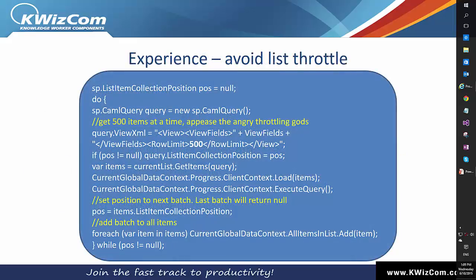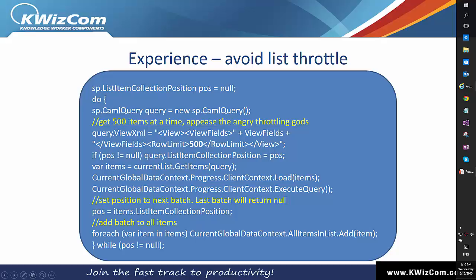Here's a nice little code example that allows you to avoid the list throttling and the user and app throttling. When you're trying to query a list with over 5,000 items, your query would probably fail, and you can break them into getting 500 rows at a time, and then you have to make that request again and again until you get all the items in that list.